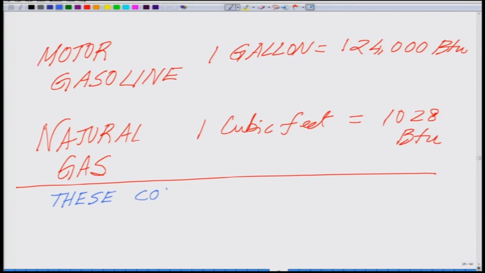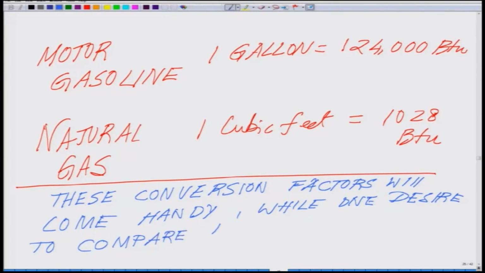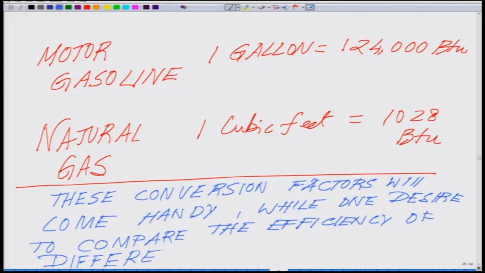So, what is most important here, the take home message, is that these conversion factors will come handy while one desires to compare the efficiency of different energy materials. So, this will come very, very handy when we will be talking about how we really can compare different forms of energies which are available to us.